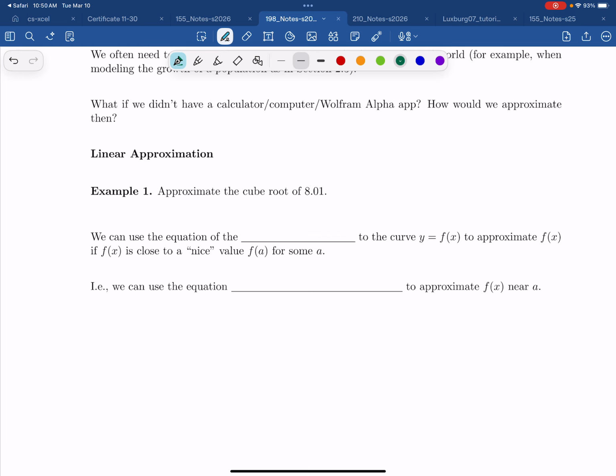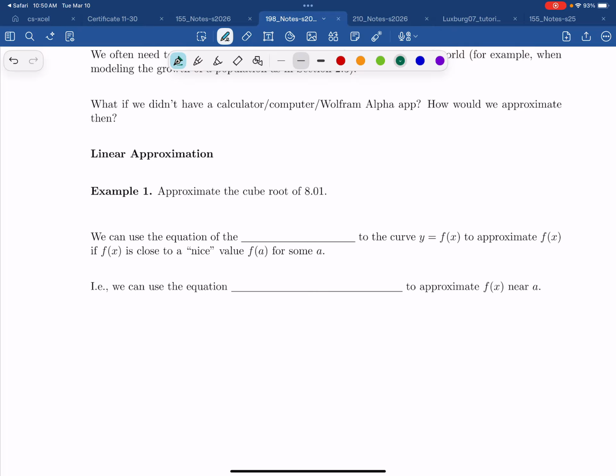Now, again, practically speaking, this is not super helpful because computers and calculators are very, very precise. But this is still a good understanding of how calculus works and how finding the tangent line can be a very good substitute for finding the curve.